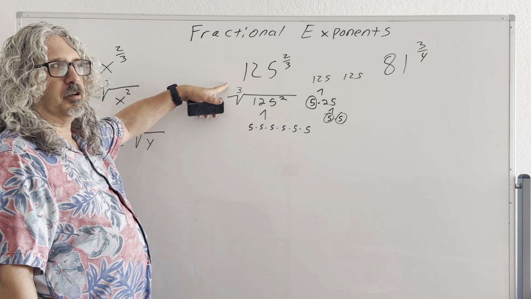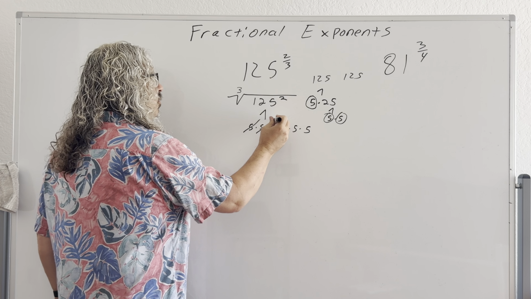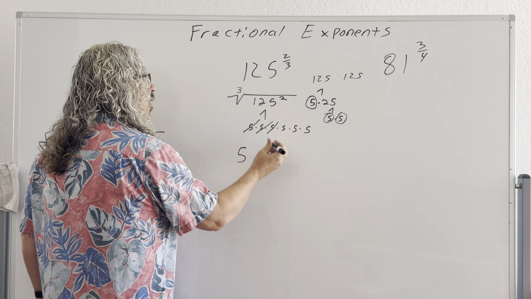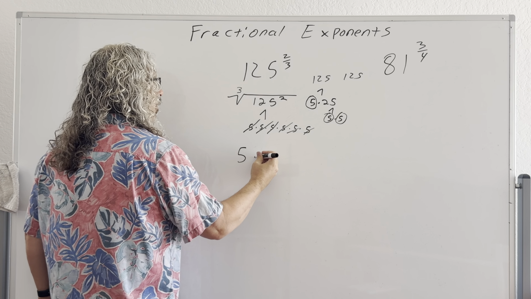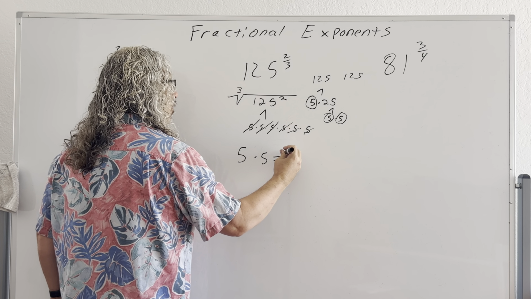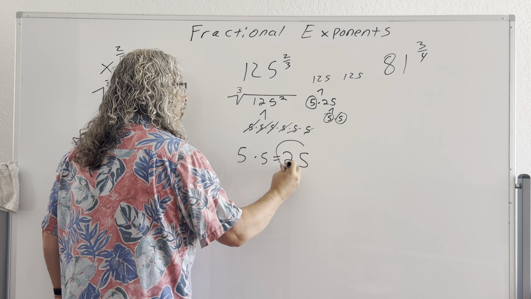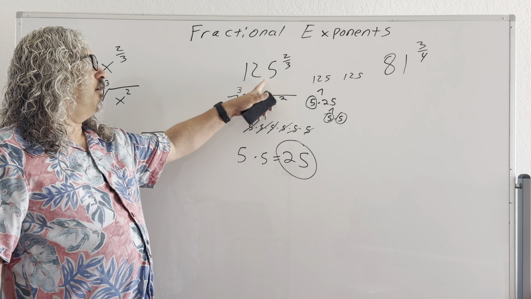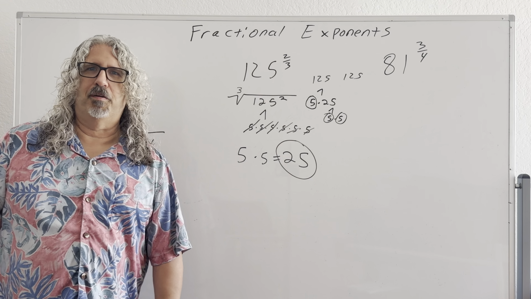Okay, I'm looking for cubed roots. 1, 2, 3, pull out a 5. 1, 2, 3, pull out another 5. What's my answer? 25. So 125 to the 2/3 is 25.